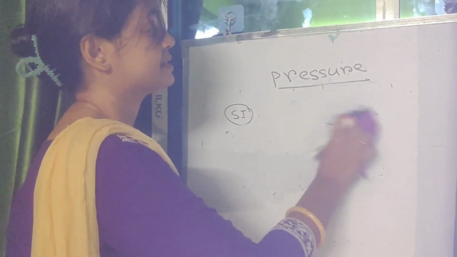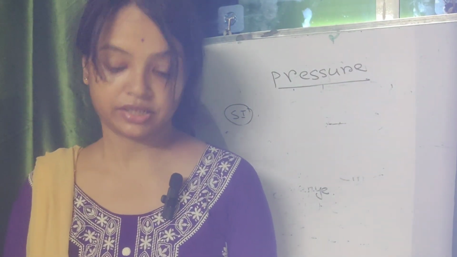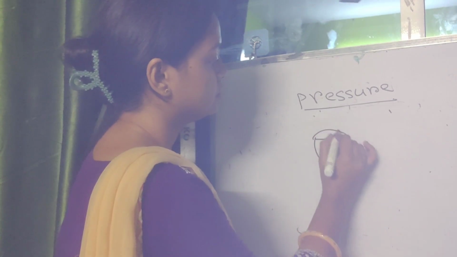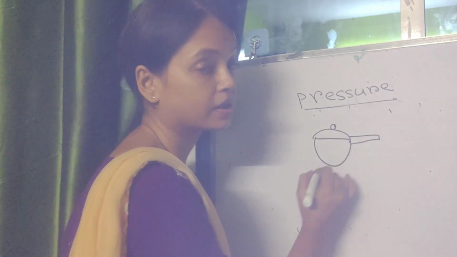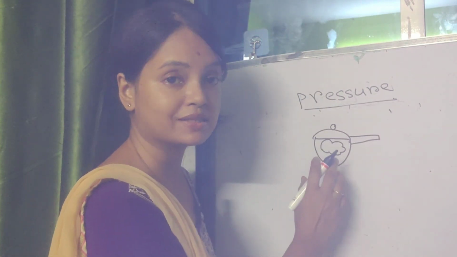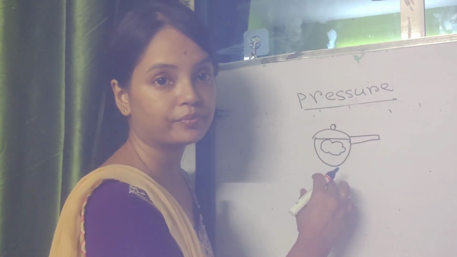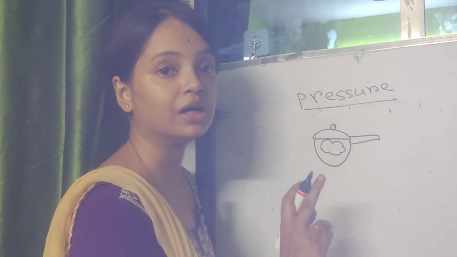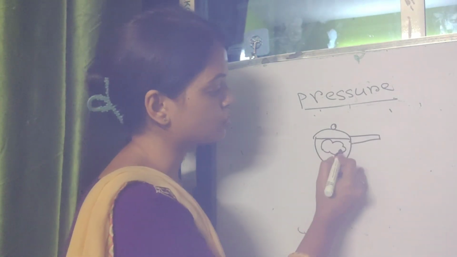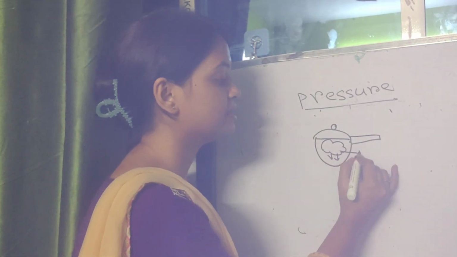Let's discuss the questions regarding this pressure. Now, in our everyday life, how are we utilizing pressure? One of the best examples of using pressure is the pressure cooker. In the pressure cooker, steam is generated and this steam is giving pressure on the liquid. As a result, the boiling point of the liquid is raised, so the food gets cooked quickly. So this steam is giving pressure.